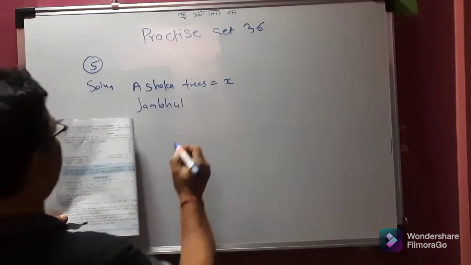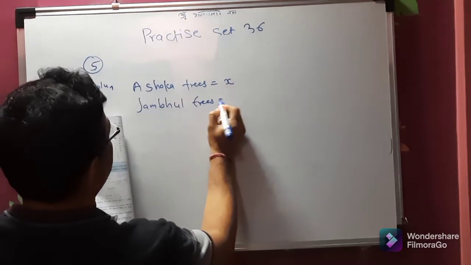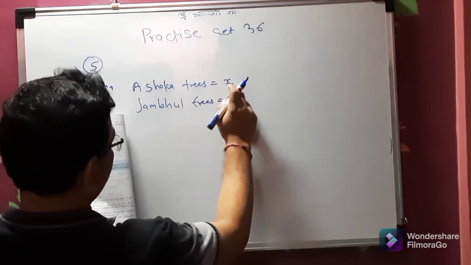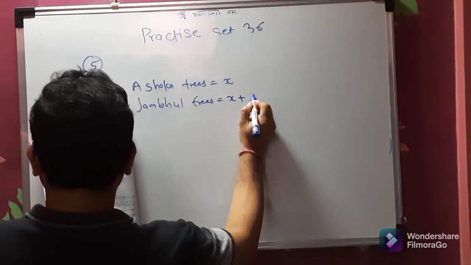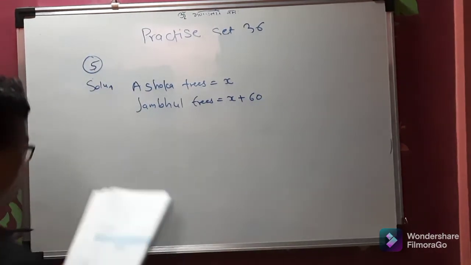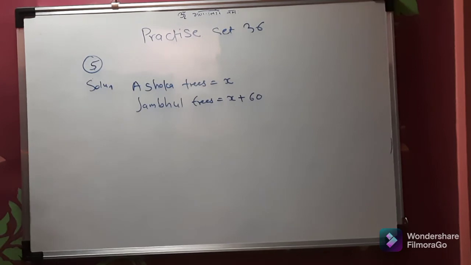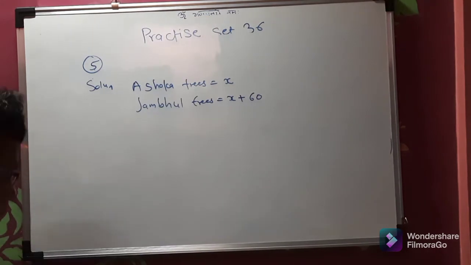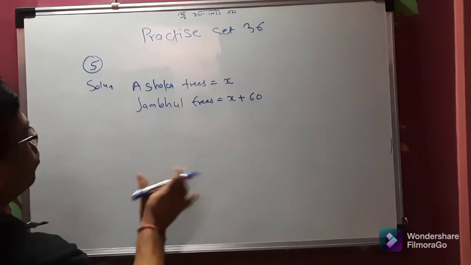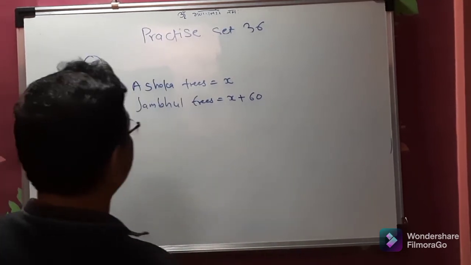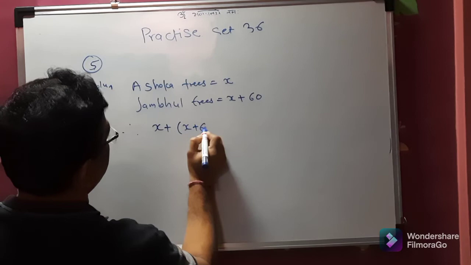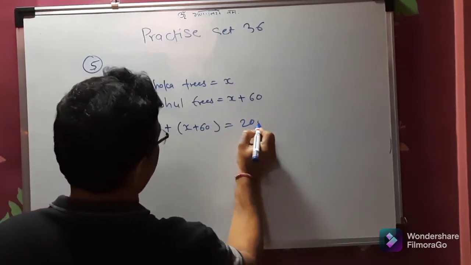So we will consider jambul trees are greater than Ashoka trees. If we consider Ashoka trees x, then x plus 60 is the number of jambul trees. If altogether there are 200 trees, so both of them is 200. So x plus x plus 60 is equal to 200.